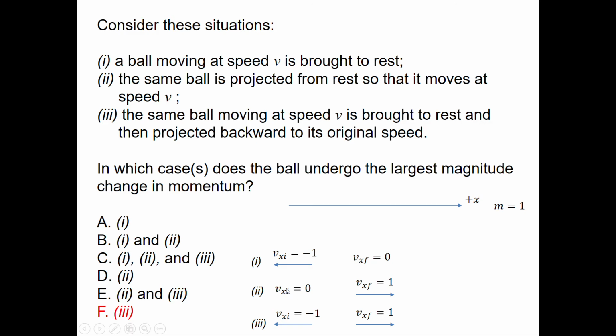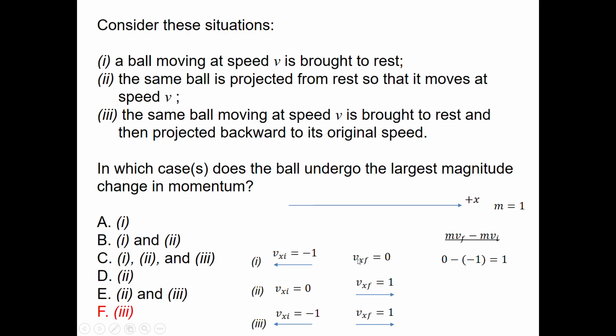Situation 2, it starts at rest and then it ends up being projected to the right at 1 meter per second. And situation 3 would be like it's moving to the left, and then after slowing it to rest and then pushing it in the other direction, it's moving to the right at 1 meter per second. Those are similar to the descriptions at the top, or consistent with them. Let's calculate mv final minus mv initial and see which one has the biggest of this.